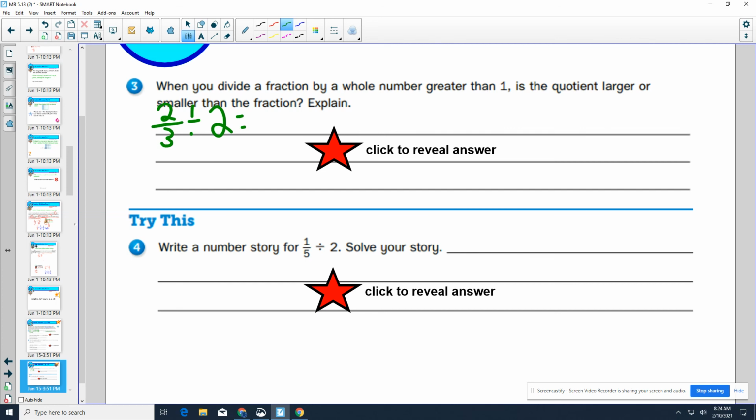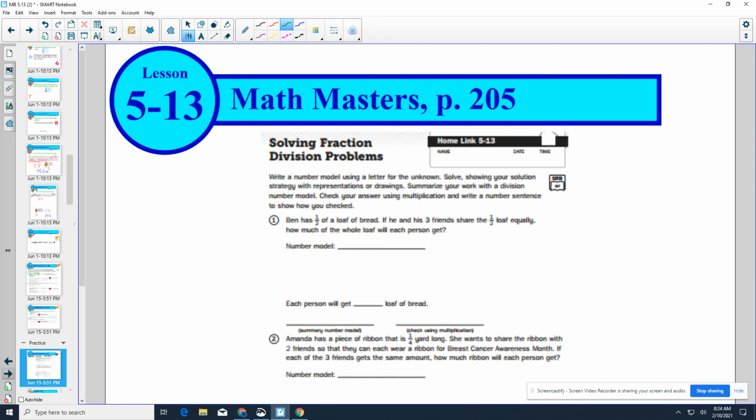And then number 4, write a number story for 1/5 divided by 2. So think of 1/5 as something that you're going to share with 2 people or 2 groups or 2 containers. And then you have a home link that you can do for extra practice there.